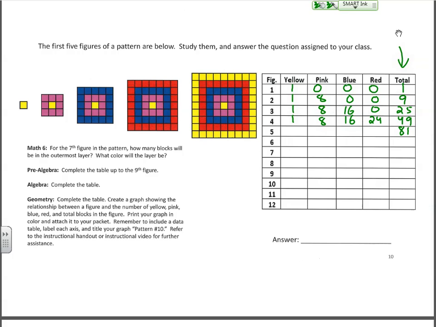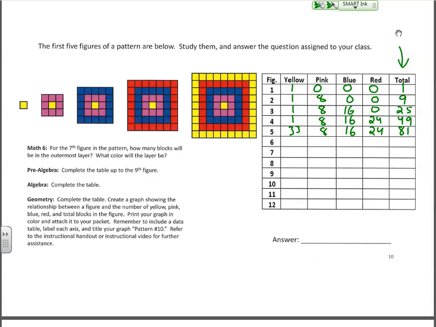Figure 5, we're adding yellow again, which means that pink doesn't change, blue doesn't change, red doesn't change. We know the total. What's the missing value there to get a total of 81? And then we can say, oh, there are 33 yellow. 32 yellow added, plus the one we already had, 33 yellow blocks in all.